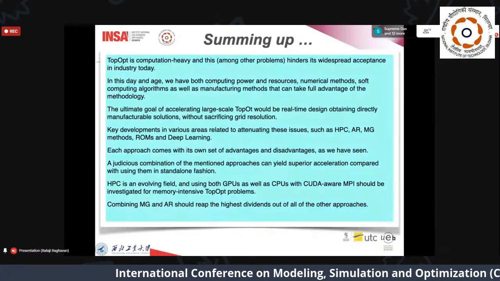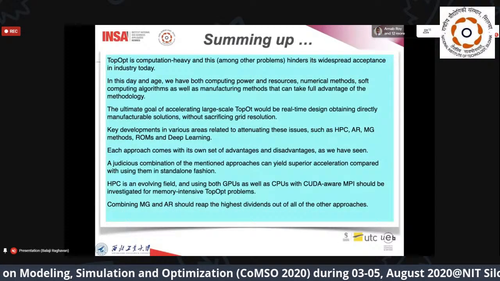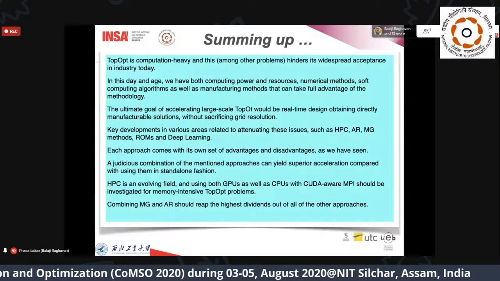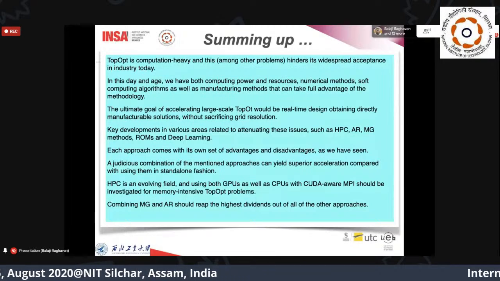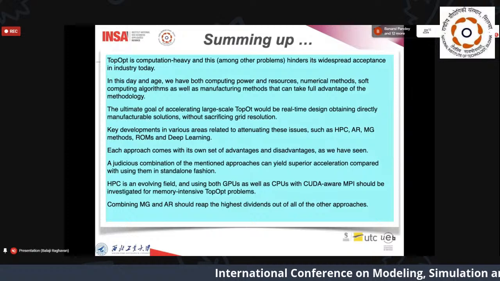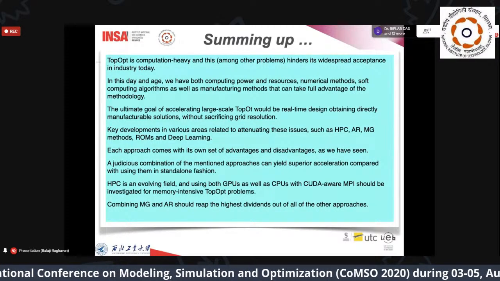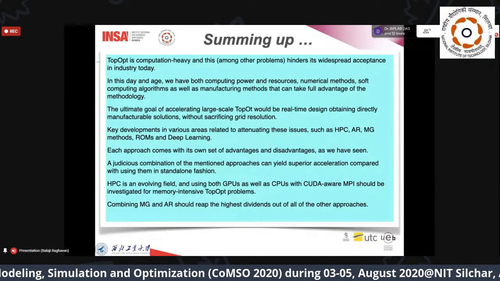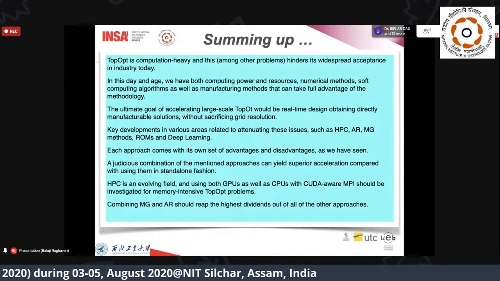So what we focused on is key developments in a variety of areas related to attenuating some of these issues, such as HPC, approximate reanalysis, MG methods, reduced order models, and deep learning, which seems exciting. Each approach comes with its own sets of problems and advantages. We believe that a judicious combination of the approaches can yield superior acceleration compared with using them in standalone fashion.